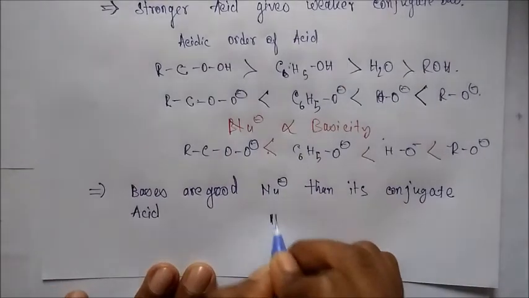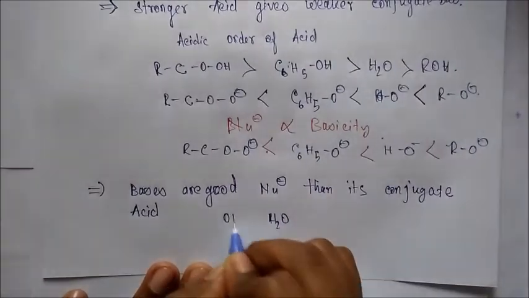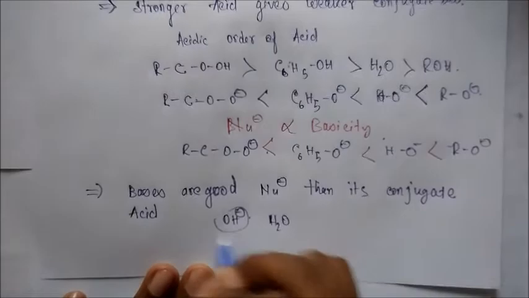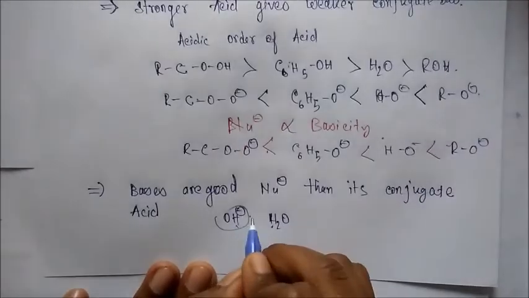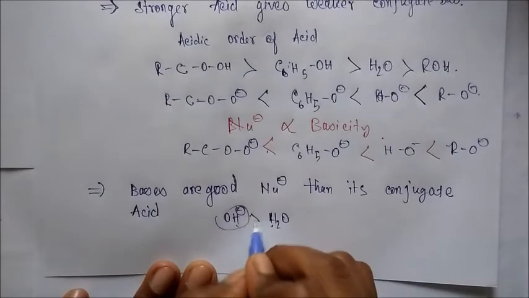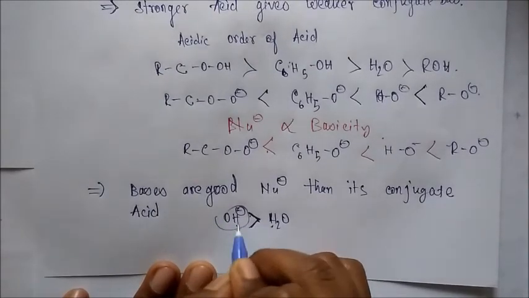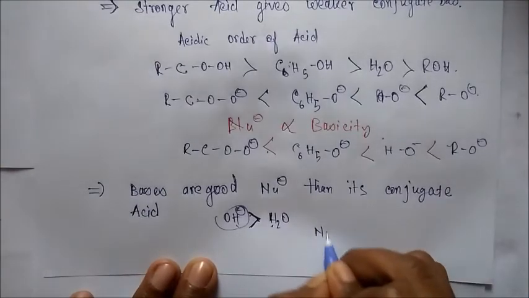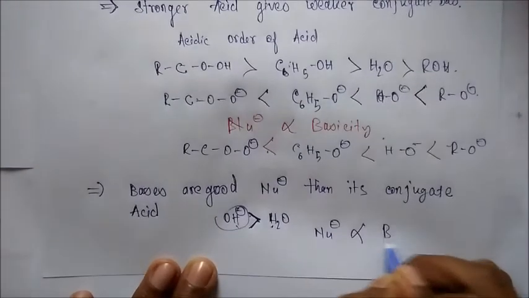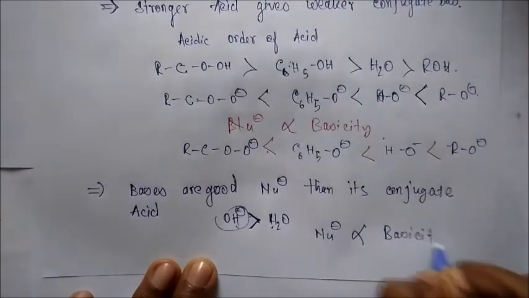Let's say we have H2O and OH minus. OH minus is the base and its conjugate acid is H2O. So OH minus has greater basicity, so nucleophilicity also will be greater. Nucleophilicity is directly proportional to basicity here. Okay.